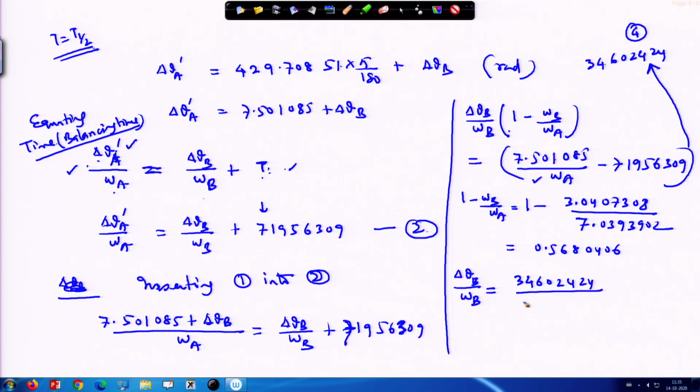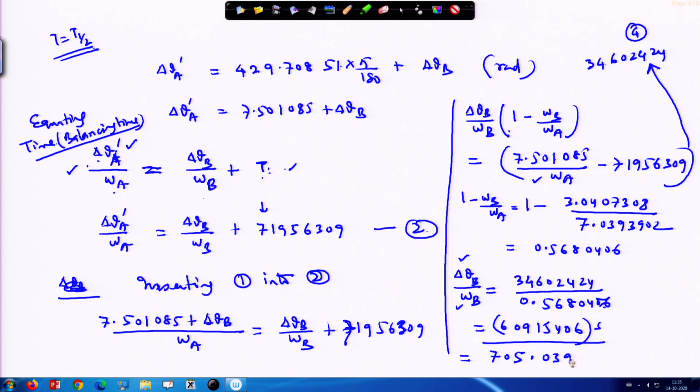So, this gets to 34602424 divided by 0.5680406, 609,154.06 seconds. This is angle, this is angular velocity. So, this is the time on the right hand side, and this is equal to 705.03943 days.